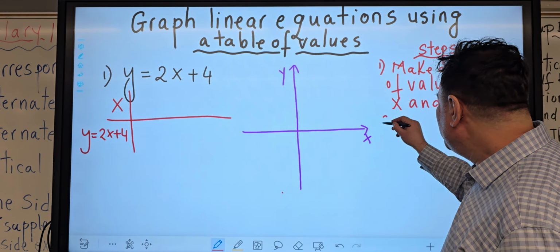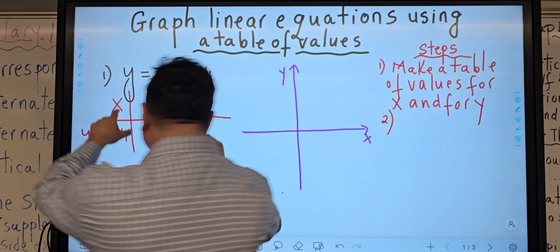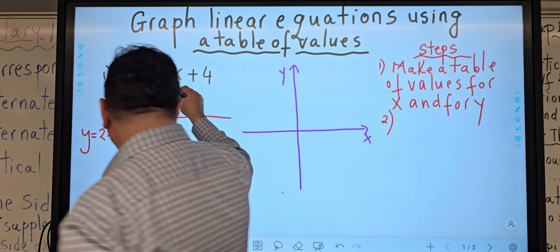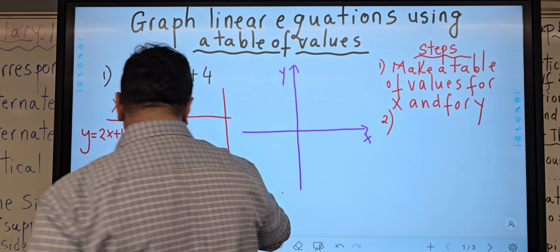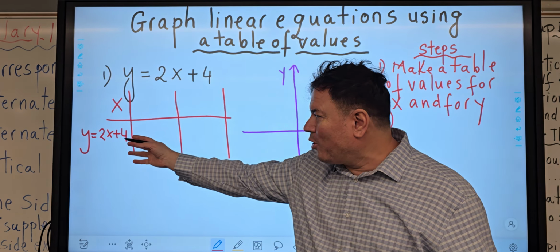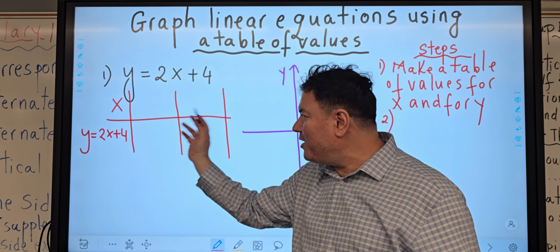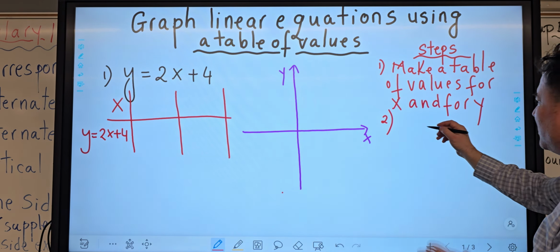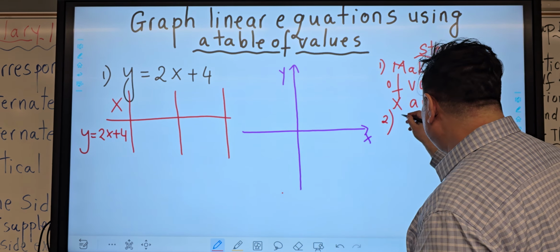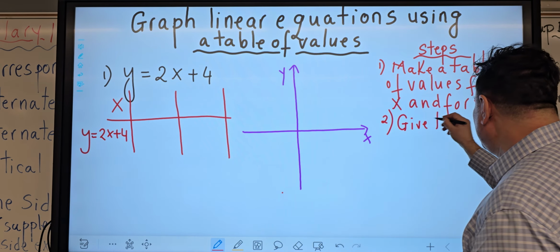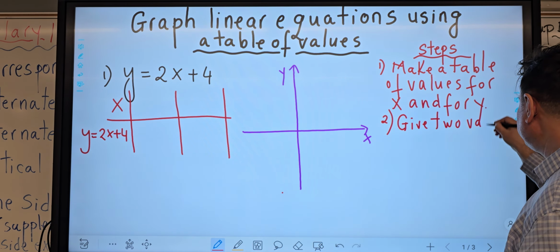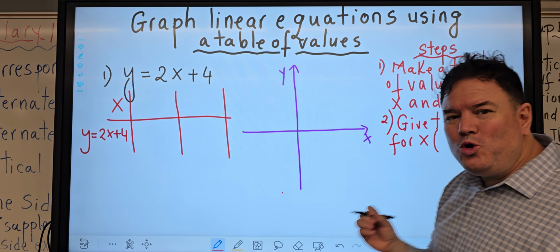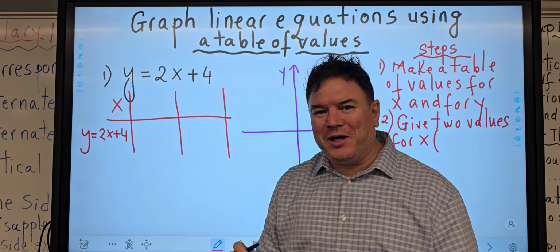Step number two would be to give some values for x. We need at least two values for x. So let's give two values for x, and then we are going to solve for y, plugging those values into the x in the equation and solve for y. So let's do that. So step number two, give two values for x. And usually we are choosing small numbers.